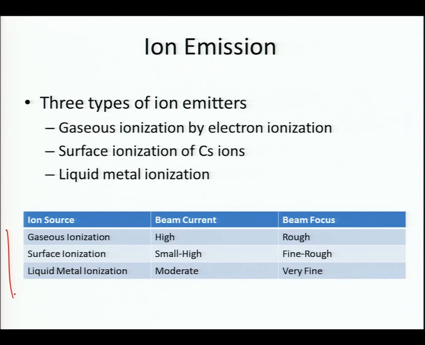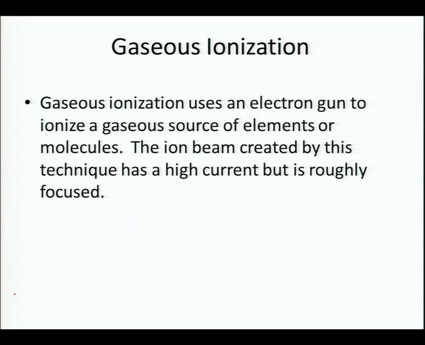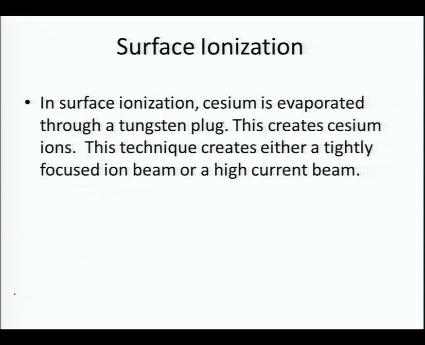And then these different sources actually have a beam focus capability in most machines. So we would estimate that the gaseous ionization has a rough beam focus, the surface ionization has a fine to rough focus, and the liquid metal ionization has the best beam focus at very fine. So gaseous ionization uses an electron gun to ionize gaseous source of elements or molecules. The ion beam created by this technique has a high current, but it's roughly focused.